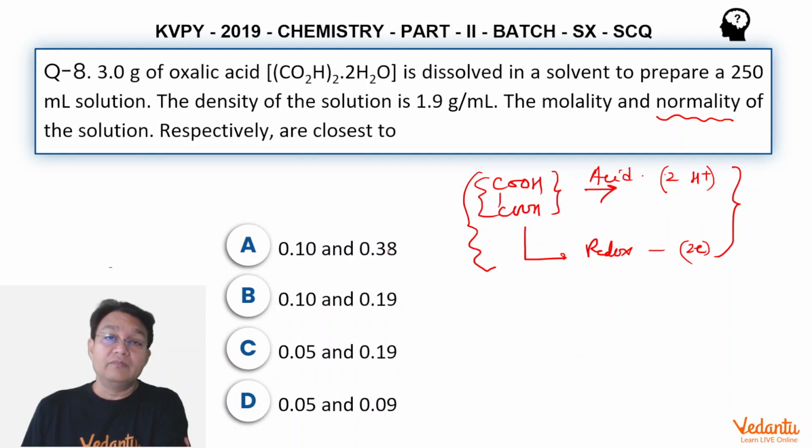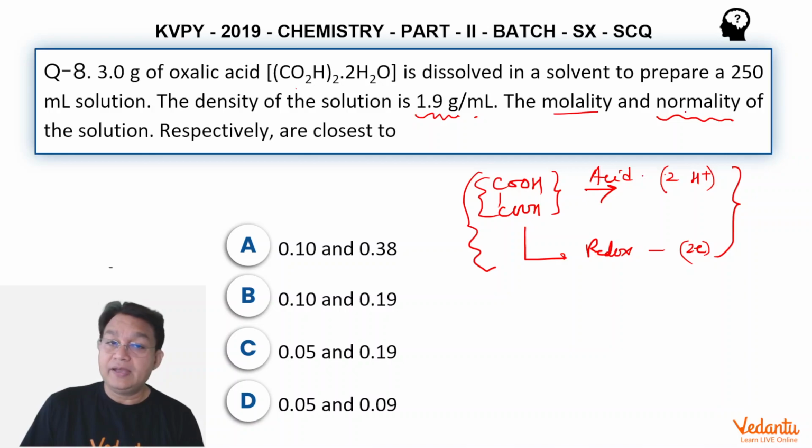Here is a question from mole concept. 3 grams of oxalic acid, (COOH)2·2H2O, is dissolved in a solvent to prepare a 250 ml solution. The density of the resulting solution is 1.9 grams per ml. We have to find the molality and normality of the solution.